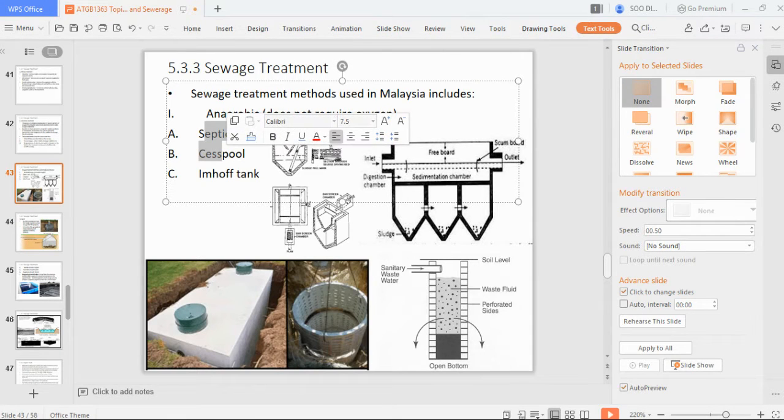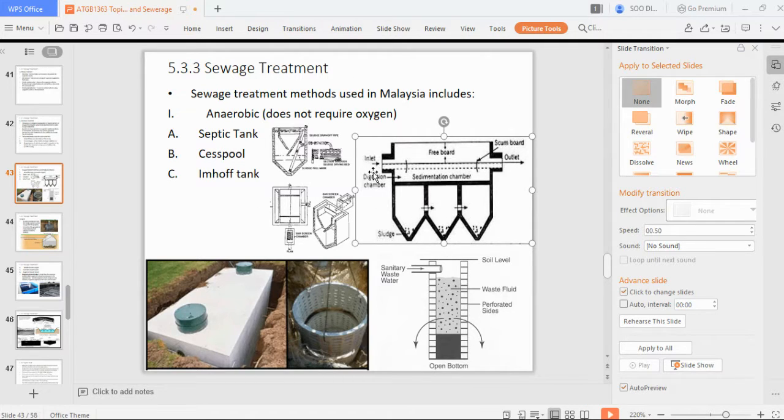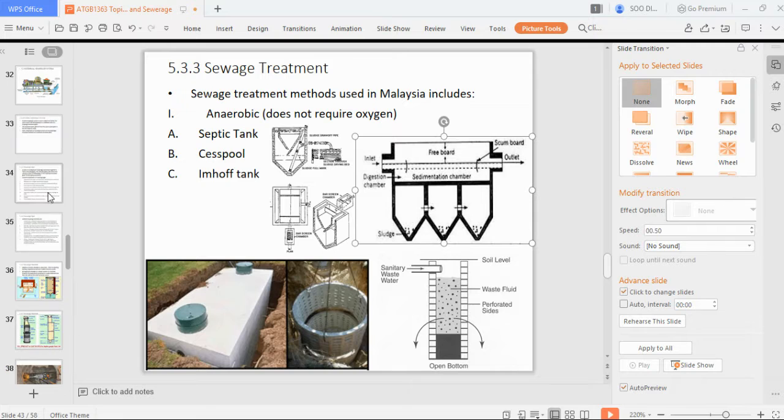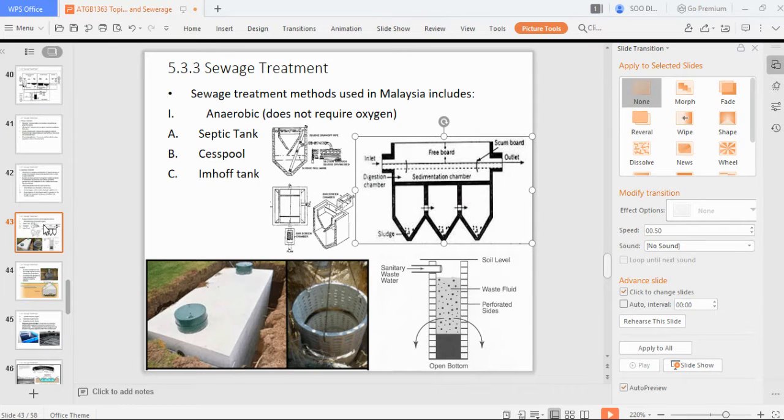So the first part, A and B, is the septic tank and the cesspool. This is what you'll find located near your house. And for your Imhoff tank, this is what you will find in the sewage treatment plant. The Imhoff tank is this. It does not require oxygen, meaning as I mentioned before, you're not providing the bacteria with oxygen, using a mechanical arm to disturb the surface, or even putting in appliances to pump in oxygen. Because this is an Imhoff tank, you do not do that.